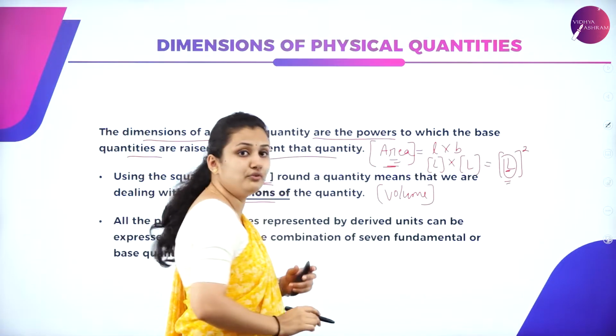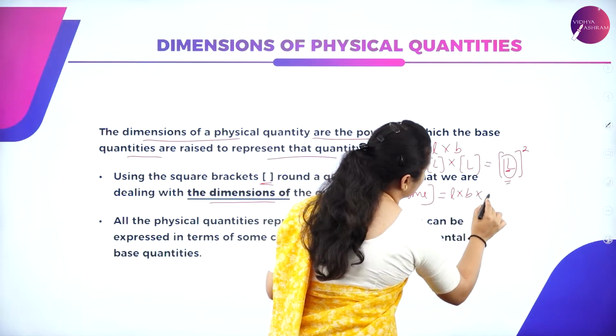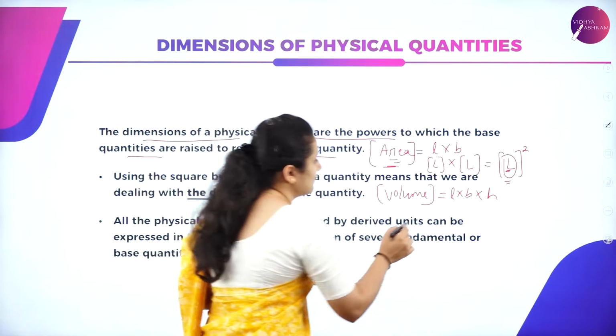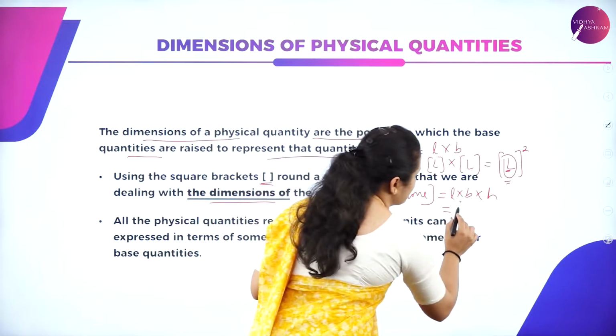Take the example of volume. What is volume? Length into breadth into height. So it is nothing but 3 lengths multiplied, again measured in terms of length.